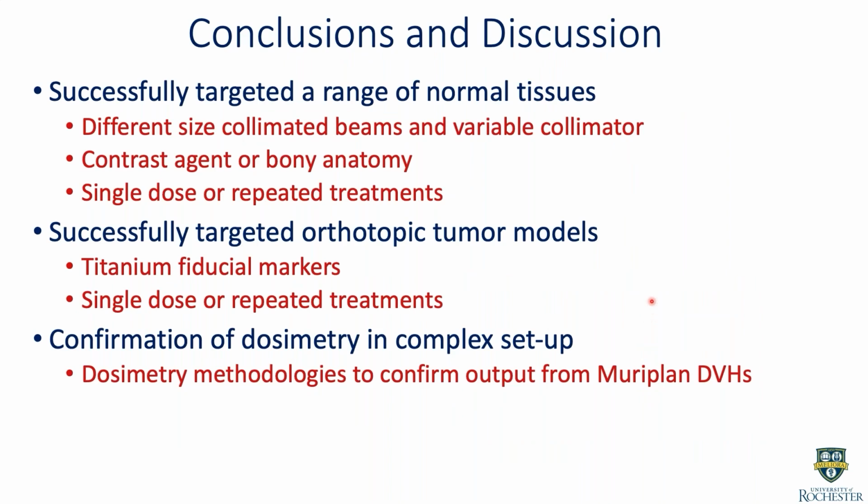So to conclude this brief discussion and description of what we're doing with our SARRP at the University of Rochester and Wilmot Cancer Centre, we've been successfully able to target a range of normal tissues using different size collimated beams and also using a variable collimator for the bladder work. We've done this using contrast agents or using bony anatomy, and we've demonstrated success with single dose treatments or repeated treatments Monday through Friday or 3 days a week using this bony anatomy or contrast agent.